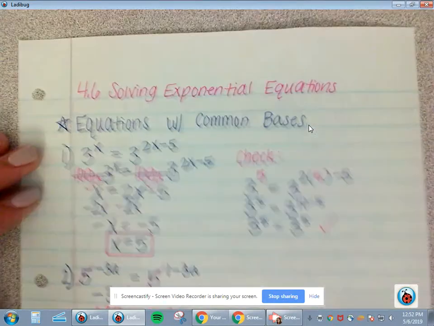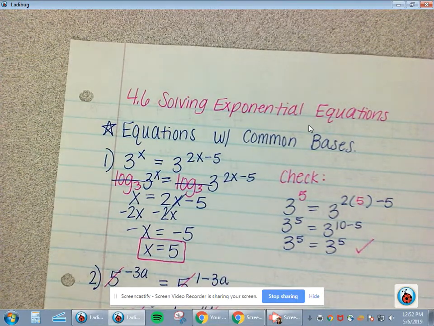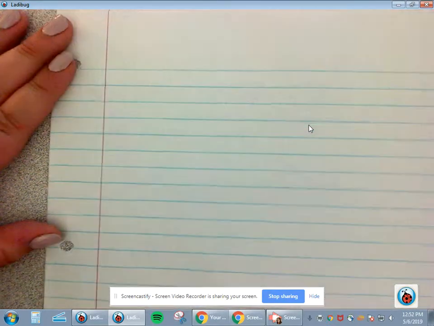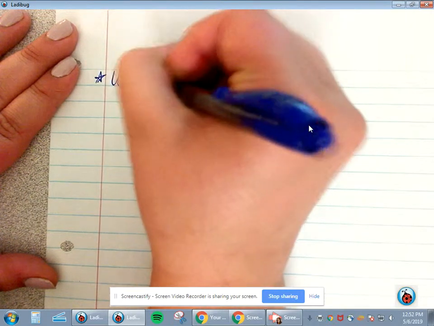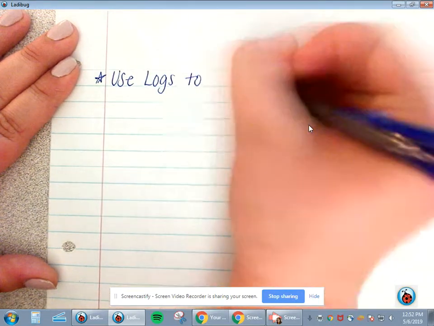We've done a bunch of them where we did equations with common bases. And now I want to do some where we don't have common bases. We actually only have one exponent at all. So for these ones, we are going to have to use logarithmic properties to solve.